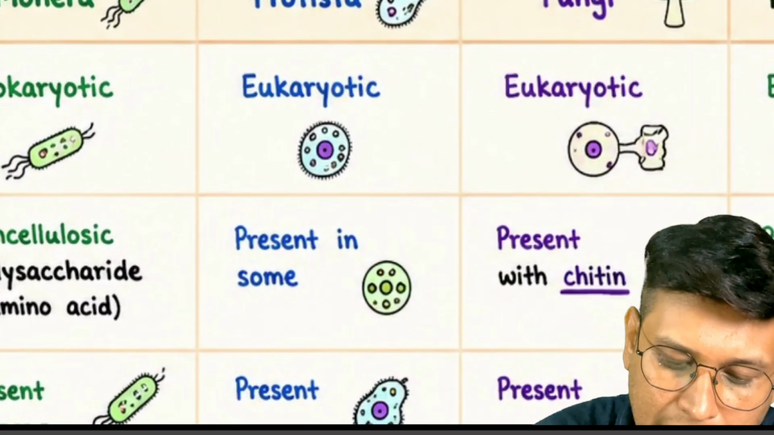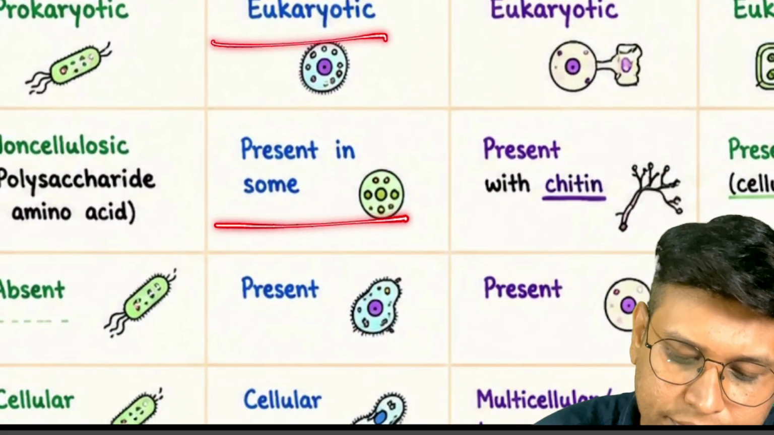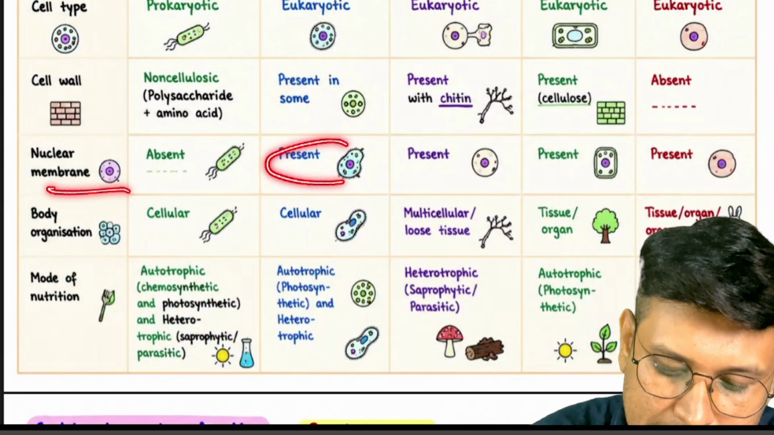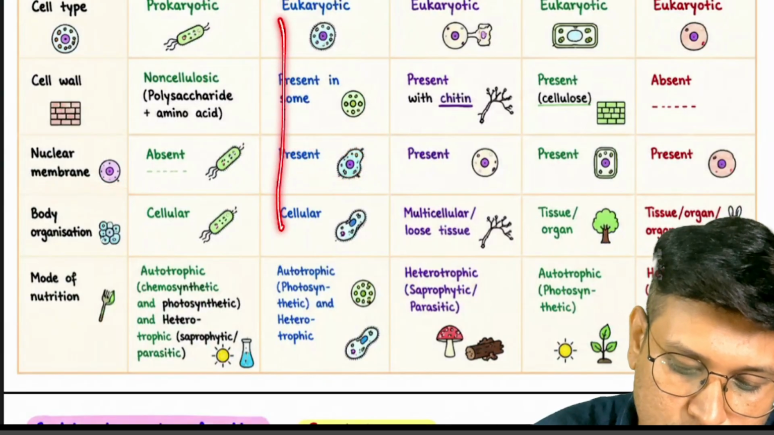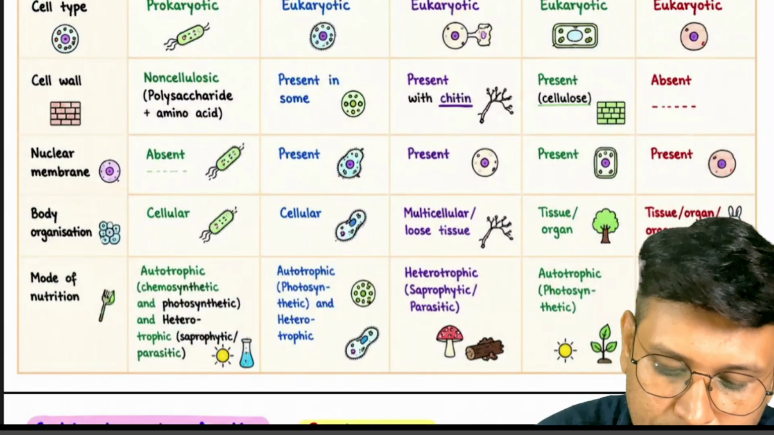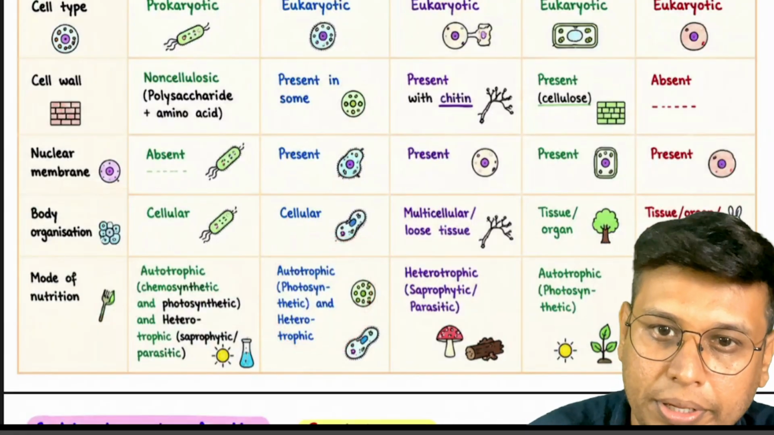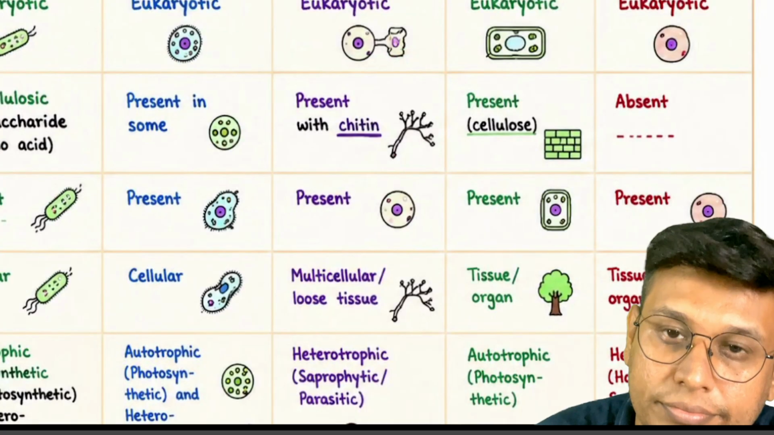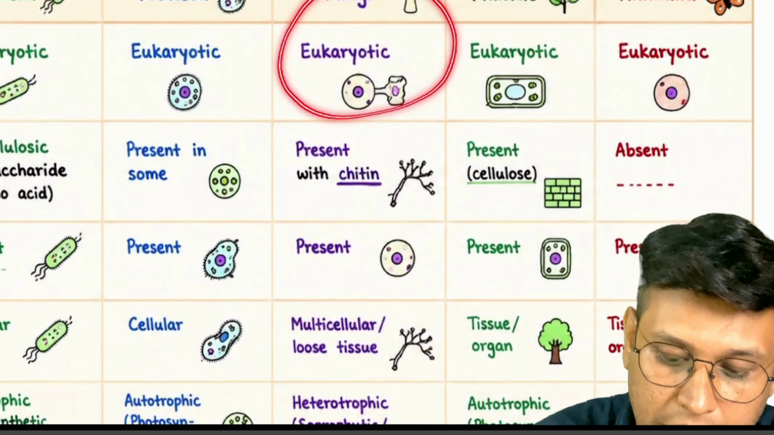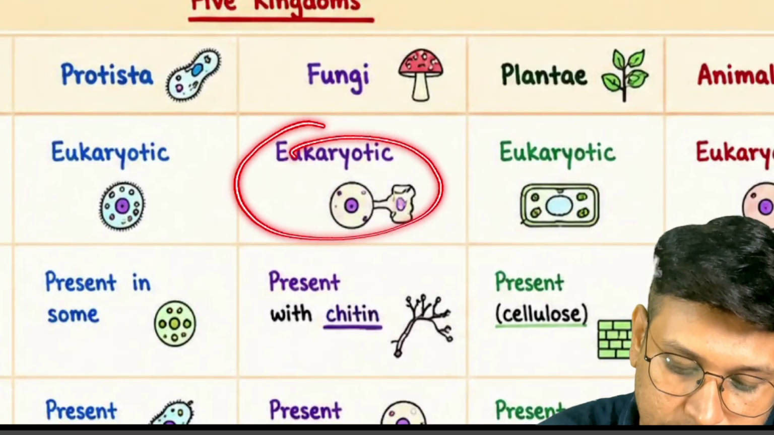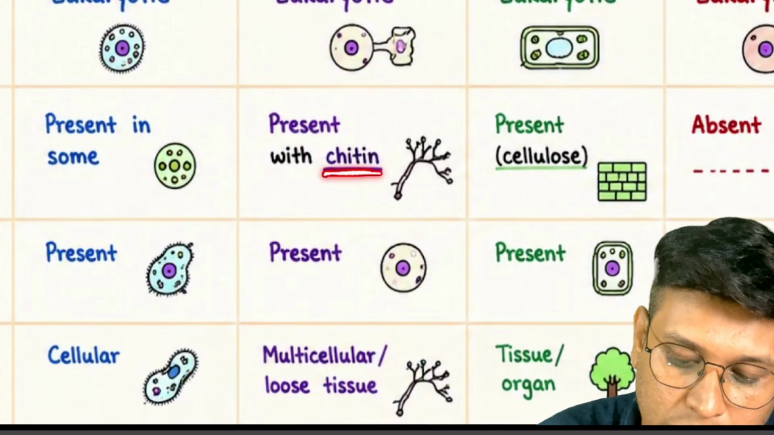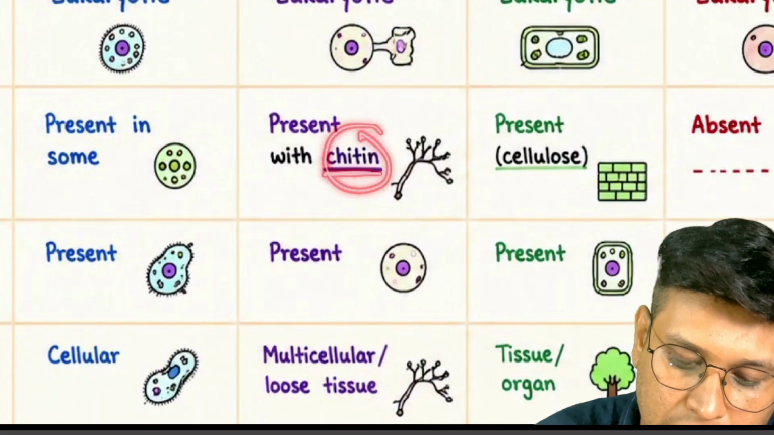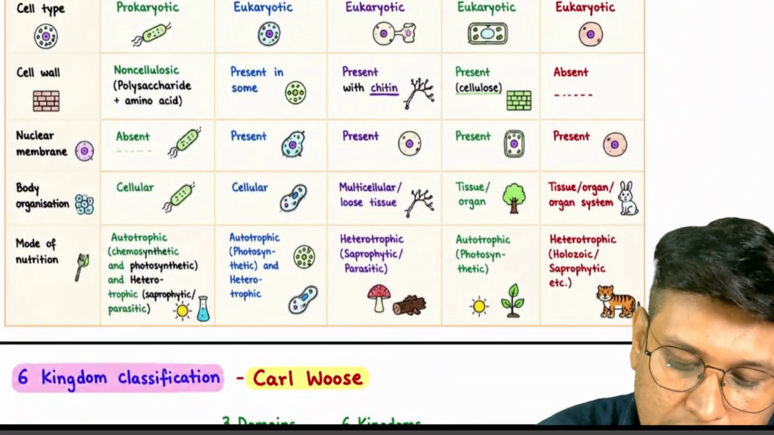Next, again Protista: eukaryotic, cell wall is present in some, absent in some. Nuclear membrane is present, that's why it is eukaryotic. These two points are the same. Mode of nutrition: autotrophic and heterotrophic. Simple. Fungi again is eukaryotic. And cell wall, what is there instead of cellulose? Chitin. Nuclear membrane present.